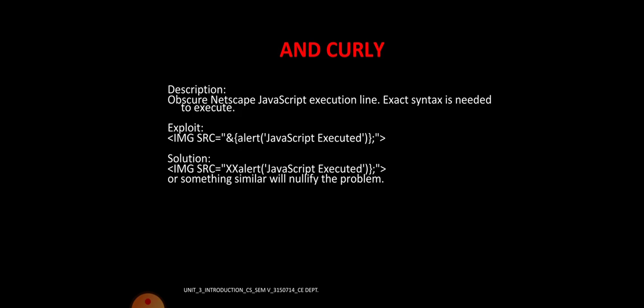The description is an obscure Netscape JavaScript execution line; exact syntax is needed to execute. It exploits the image source and the alert, JavaScript executed. The solution is here. You can see something similar will mitigate the problem. Here we used under double quotes XX alert, bracket, JavaScript executed, then bracket close.